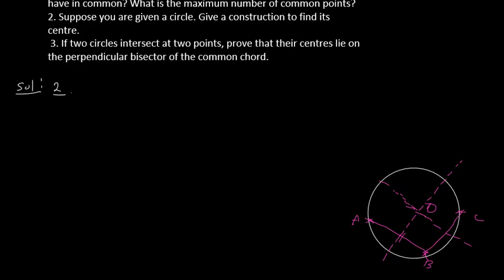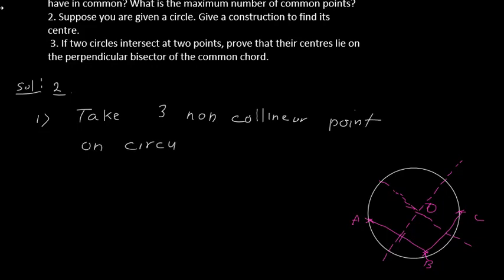We don't have to justify anything, we have to just give the construction. So here, first step I will say that take 3 non-collinear points on circumference of circle. Okay, take 3 non-collinear points on circumference of circle.